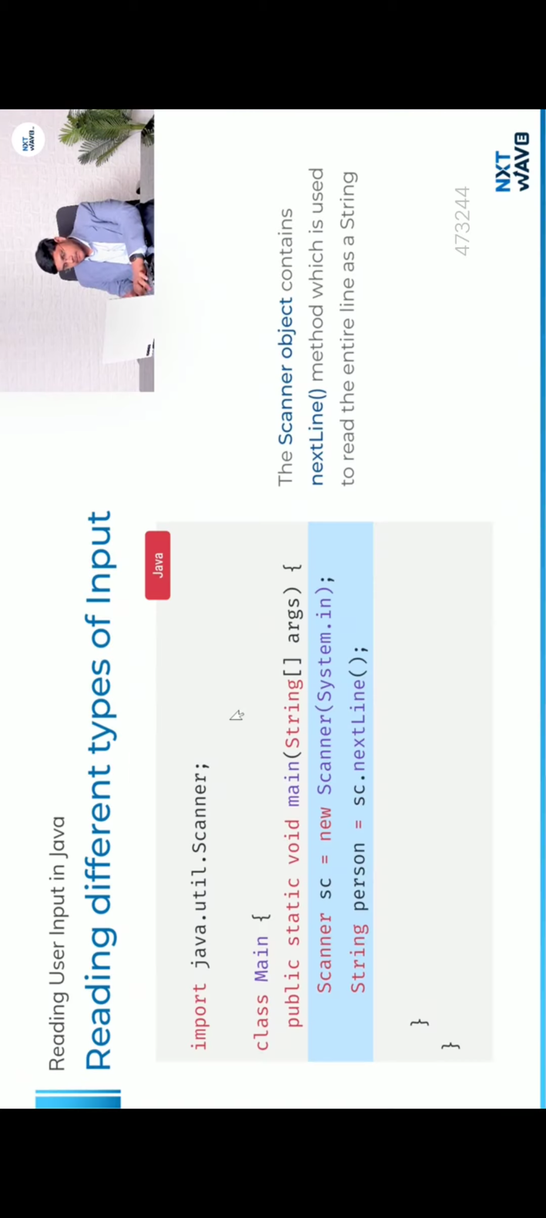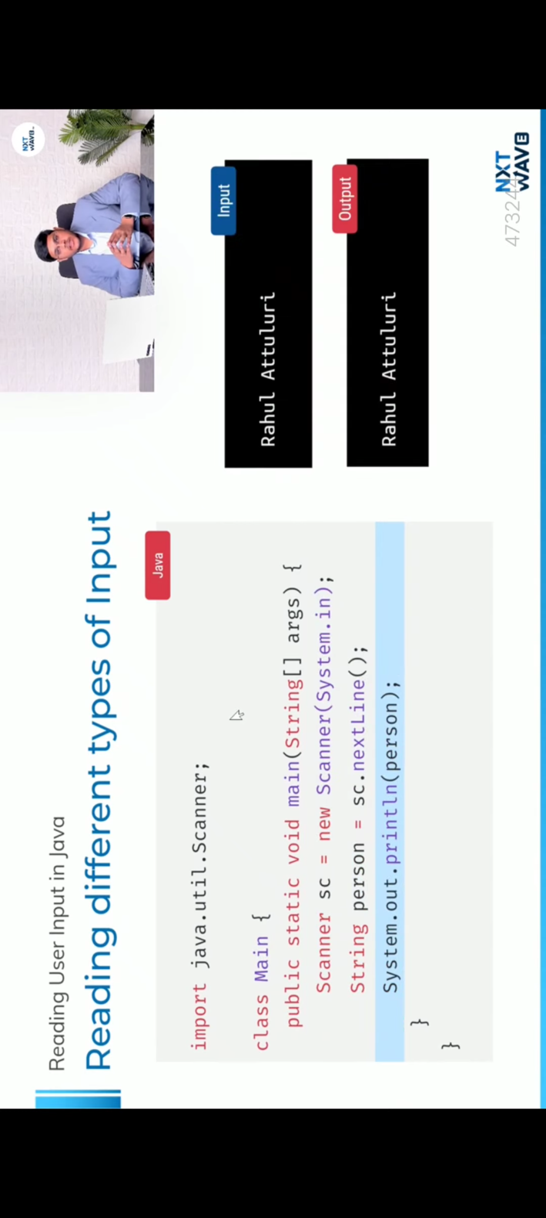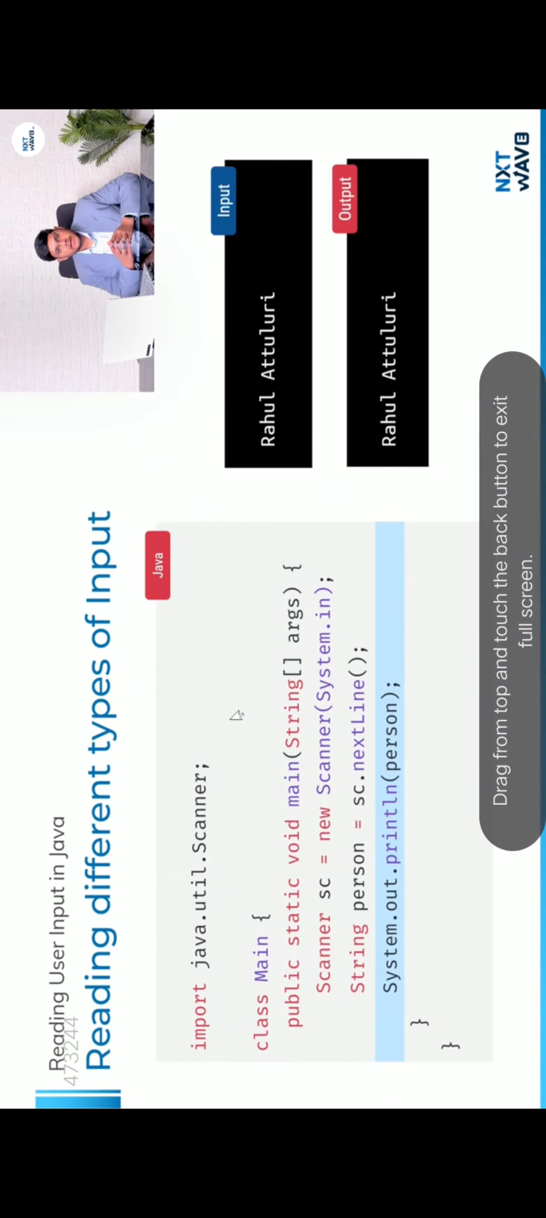as a string. What the nextLine method does is, like we have seen in the case of Python, wherever we write input(), it will read the entire line as a string. Similarly, in Java, we can use sc.nextLine() to read the entire line as a string. In the input, we'll provide Rahul Atuluri. And once we try to print the value that gets stored in the person variable, you can see that whatever input has been provided will be printed as output.